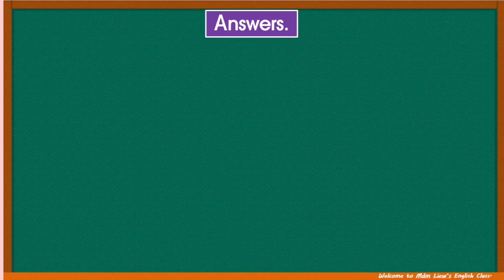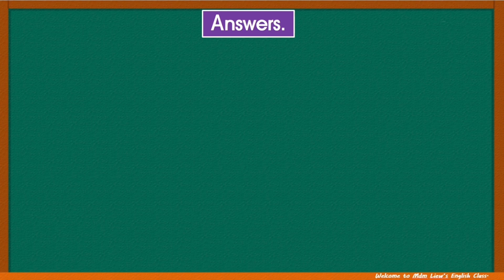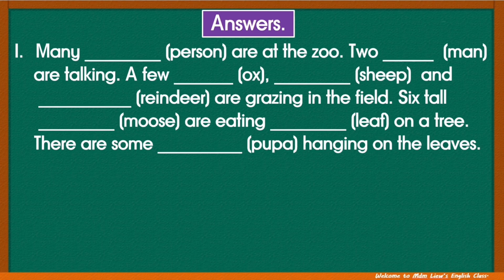Now, let's check the answers together. If you got your answer wrong, please write down the correct answer. Are you ready? Many person. The plural of person is people. Person becomes people. Many people are at the zoo.